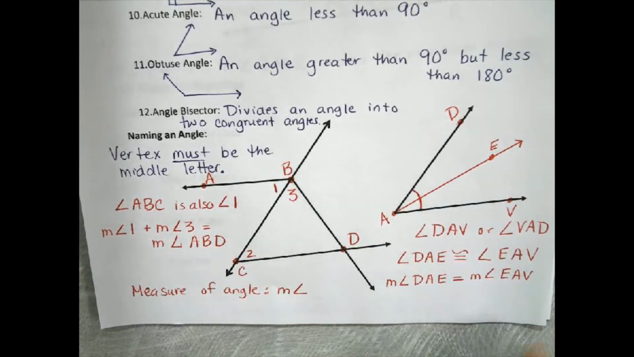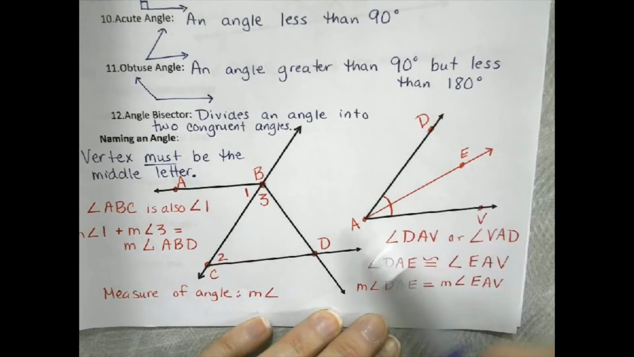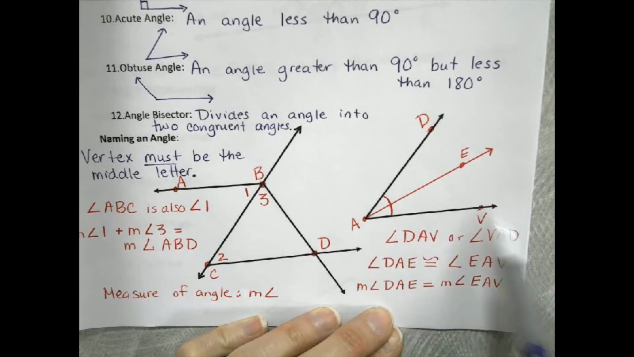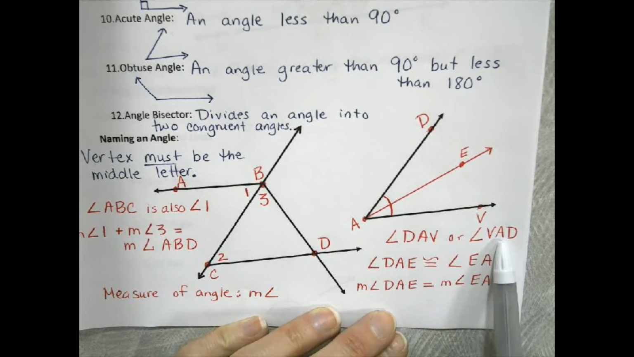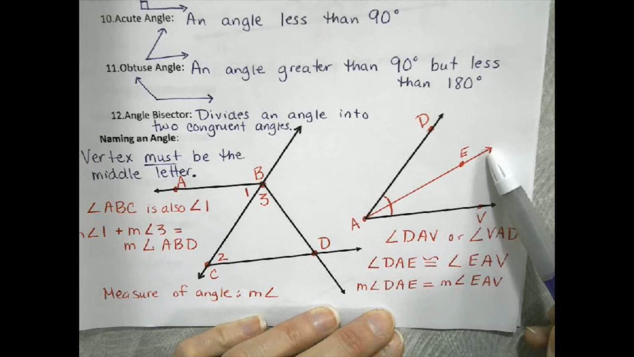In the case of congruent angles, I've started here in my drawing with an angle DAV. It could also be named VAD. It doesn't matter as long as the A is in the middle because it's the vertex. By adding a ray in the middle, I've now divided this particular angle into two pieces.